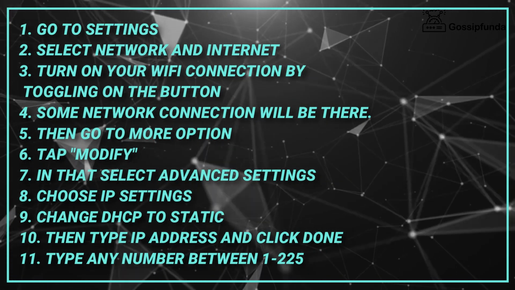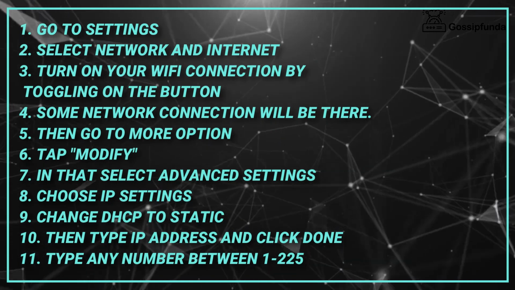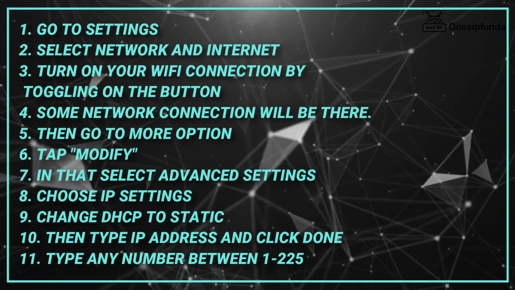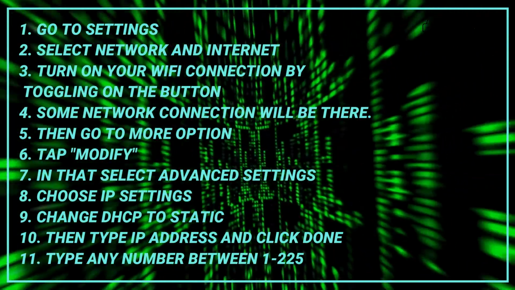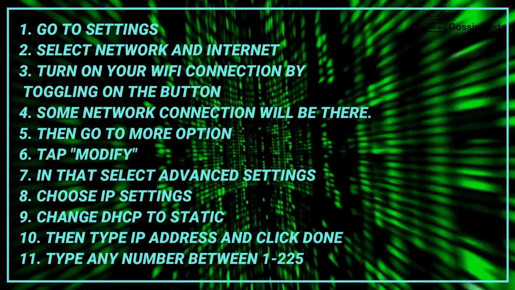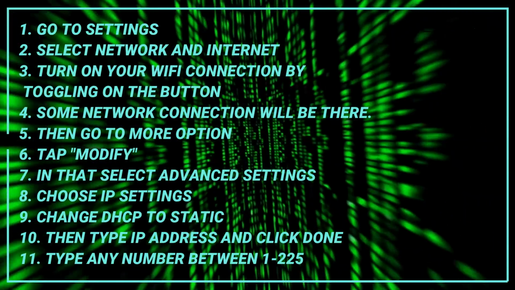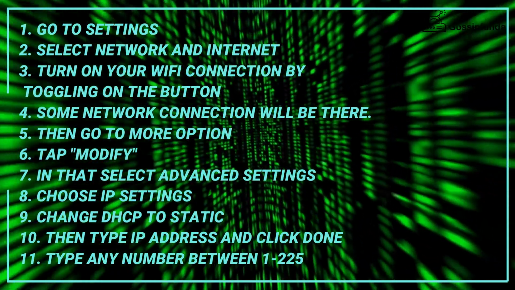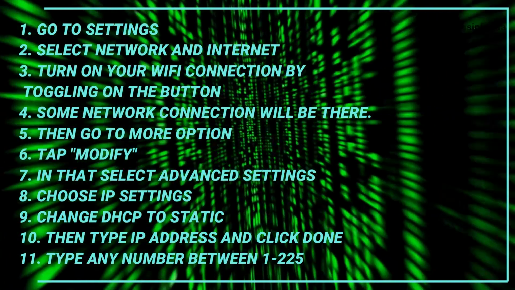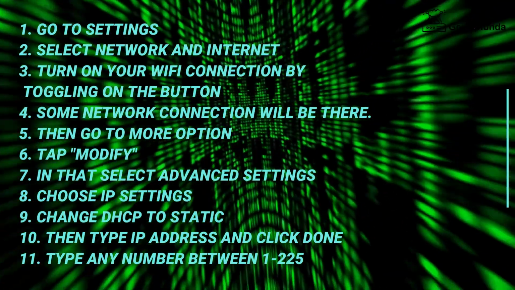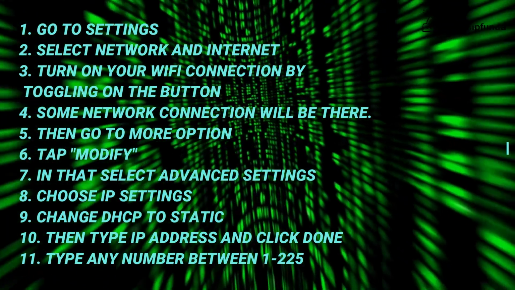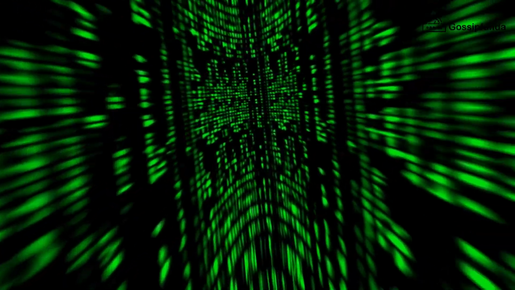Tap on the option modify. In this, select advanced settings, choose IP address, then change the default settings from DHCP to static. Type the IP address and click done. When typing your IP address, type any number from 1 to 225, but before deleting your old IP address, note it down, as the same IP address repetition is of no use in this process.